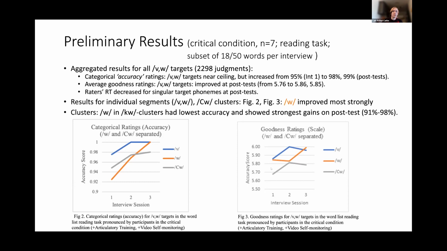So in figure 2, this is our categorical rating, so whether or not a sound sounded like a V or a W to our raters. So we see slight improvement for all of these categories. And as for figure 3, our goodness rating, we see something similar. Every item by the final post-test shows at least some improvement on a scale of whether or not it sounded non-native-like to native-like.